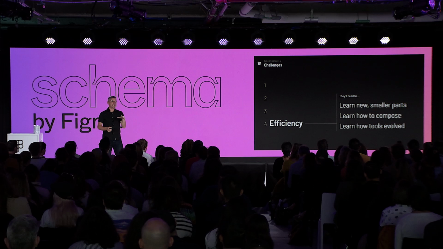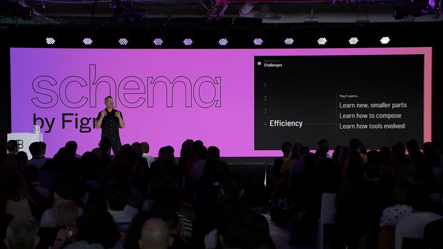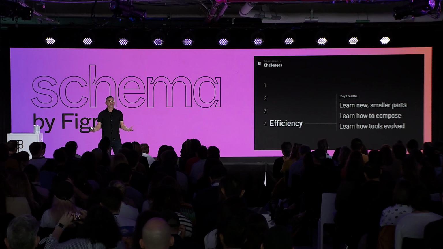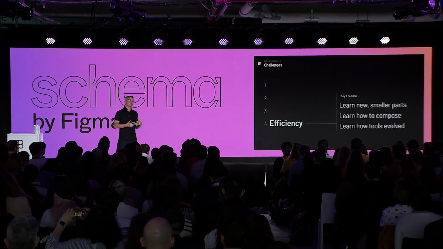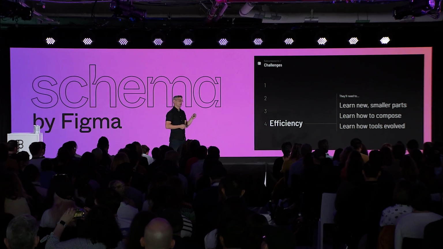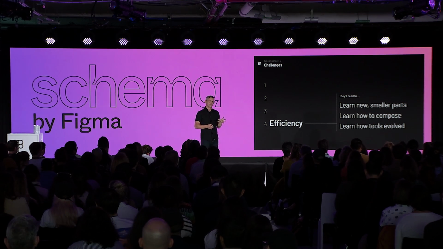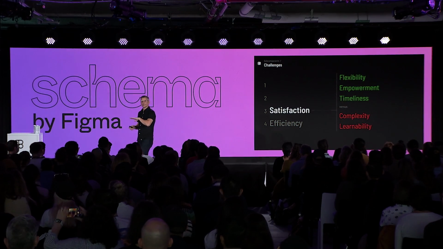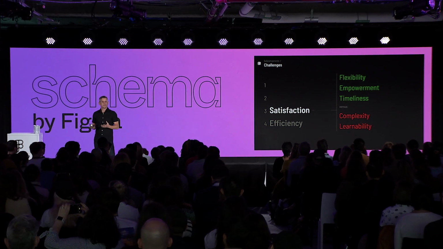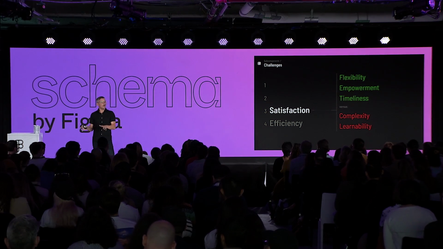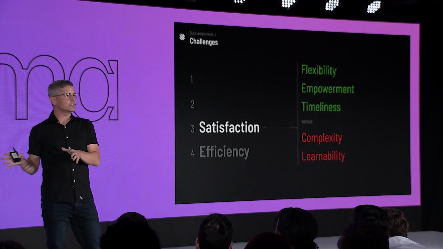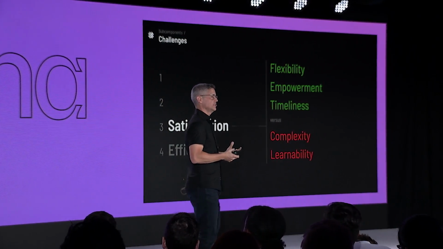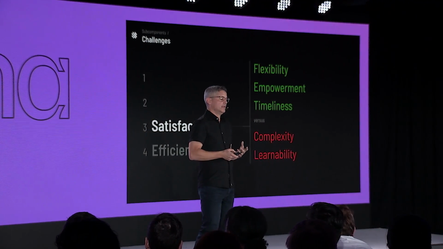And so as you think about the challenges that are ahead, ground yourself in how a design system thinks of itself as a success. Are you creating efficiency? And if so, is this a risk for them to learn more smaller parts, learn how to compose, continue to learn how Figma's evolving? The third thing is, are they satisfied? Because I'll tell you what, it's kind of more complex. It's going to have some learnability. But it's flexible, empowering, and they can deliver their stuff in a timely way.